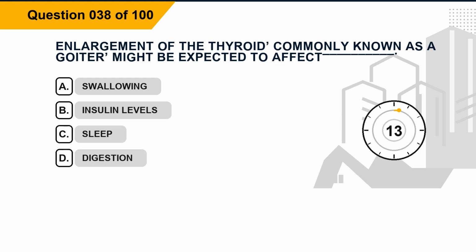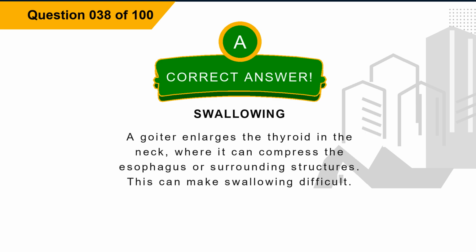Question 38. Enlargement of the thyroid, commonly known as a goiter, might be expected to affect blank. Option A, swallowing. Option B, insulin levels. Option C, sleep. Option D, digestion. The correct answer is option A, swallowing. Explanation. A goiter enlarges the thyroid in the neck, where it can compress the esophagus or surrounding structures. This can make swallowing difficult.